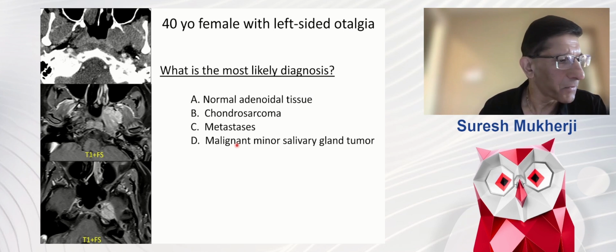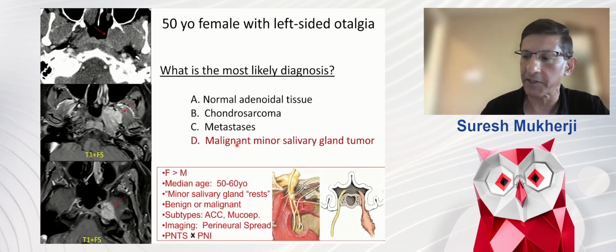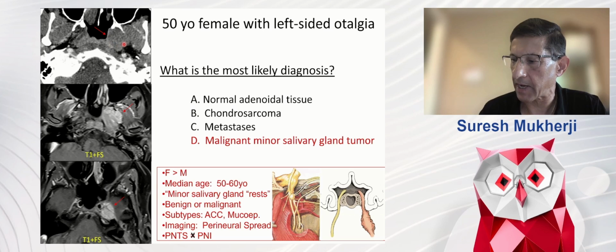Okay. So this one we have a bit of a mixed response. The most common options are chondrosarcoma and malignant minor salivary gland tumor. So in this case, it was malignant minor salivary gland tumor. Now, chondrosarcomas can arise here, but if we would have a chondrosarcoma, I would expect to see some type of bony involvement or rings and circles. Rather, this is a soft tissue mass.